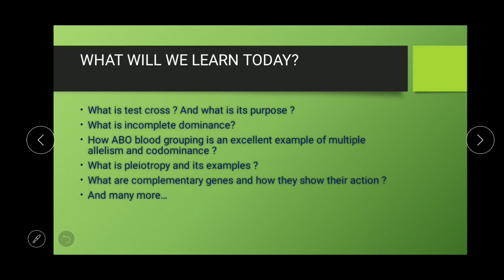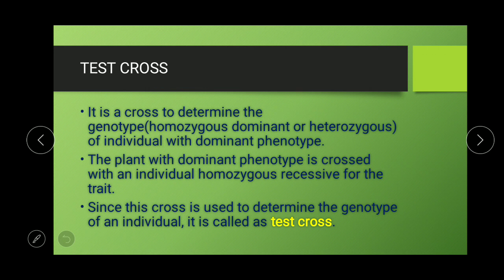So what will we learn today? We will learn what is test cross and what is its purpose, that is, for what purpose this is used. Then we will see what is incomplete dominance. We will also see how ABO blood grouping is an excellent example of multiple allelism and codominance. We will also see what is multiple allelism, what is codominance. Then we will see what is pleiotropy and examples of pleiotropy. Then what are complementary genes and how they show their action. We will also learn. So first of all, what is test cross?